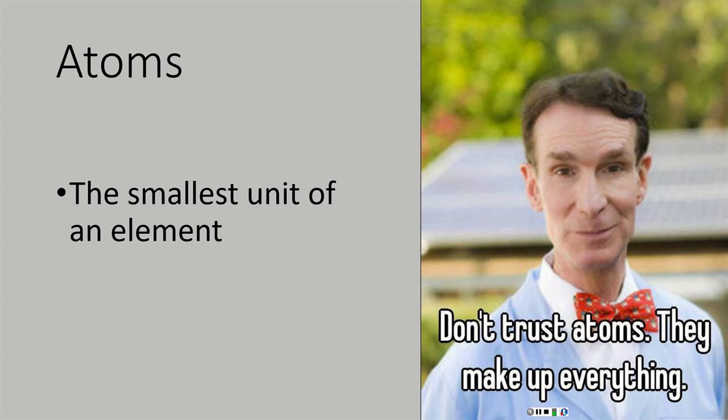The atom is the smallest unit of an element. If I did go smaller, because there are things smaller than an atom, and we will look at them, but if I go smaller than an atom, it no longer has the same properties of the element that it had previously been. If I take an oxygen atom and break it apart, I no longer have oxygen.